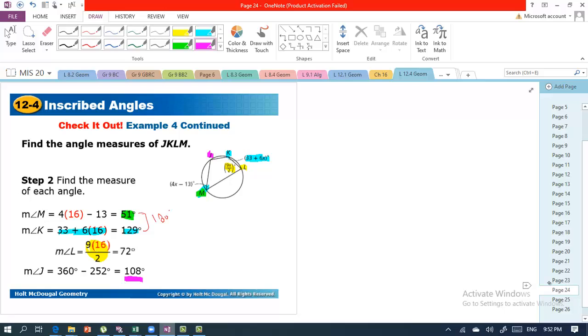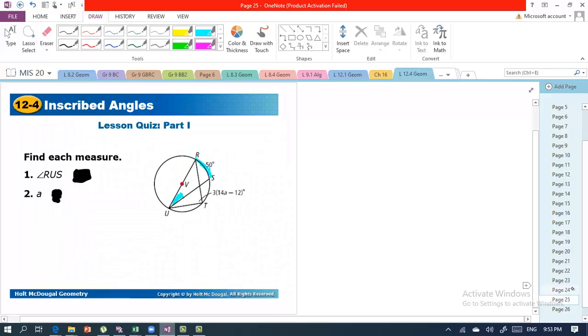Realizing that we can find it in two ways: whether the sum of opposite angles is supplementary, 180, or we can subtract the missing angles from the total 360, as we have done here. The sum is 252, subtracted from 360 is 108.